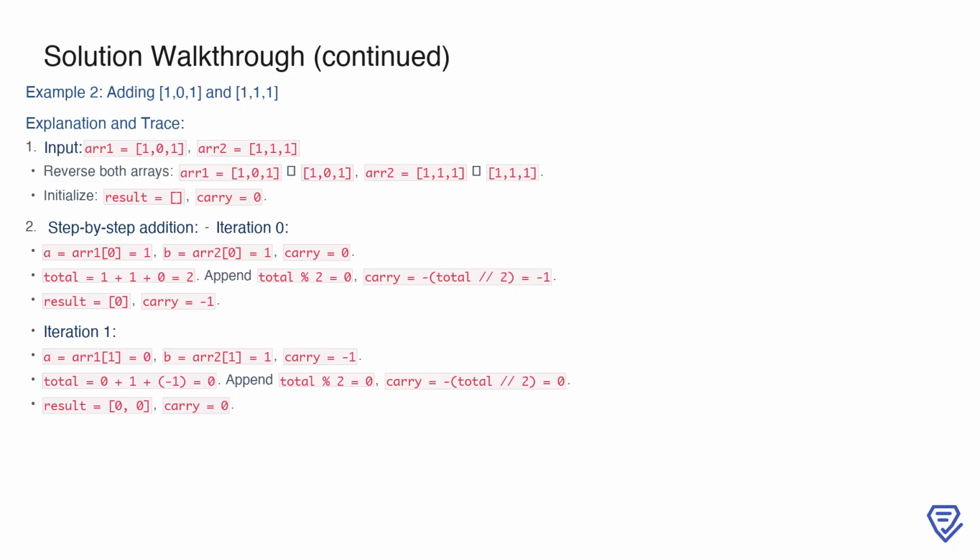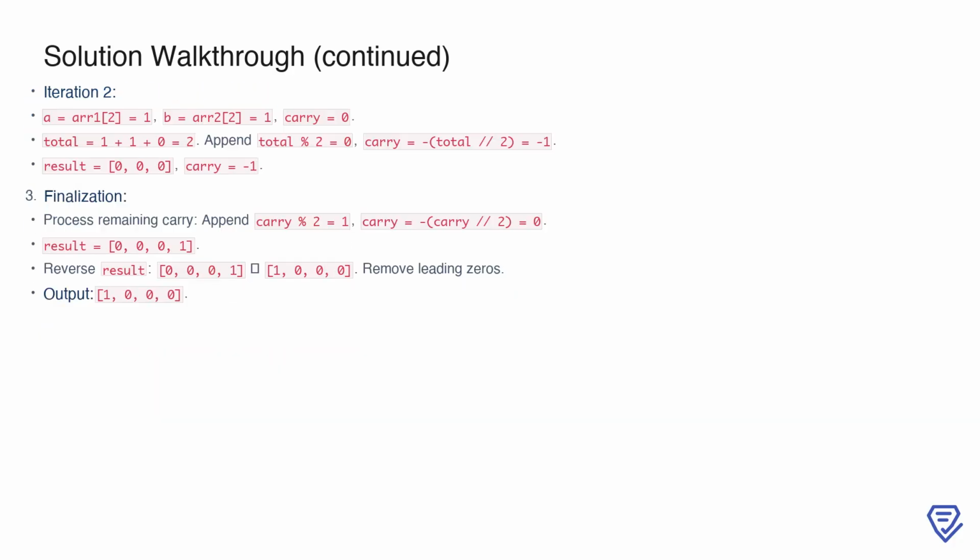This gives a total of 0, so we append 0 to the result and reset the carry to 0. At this point, the result array is 0, 0. In the third iteration of this example, we add the last digits from both arrays, which are 1 and 1, along with the current carry of 0. The total is 2, so we append 0 to the result and update the carry to -1.